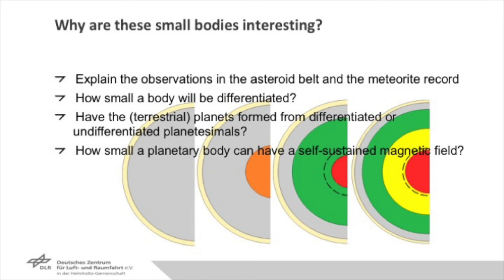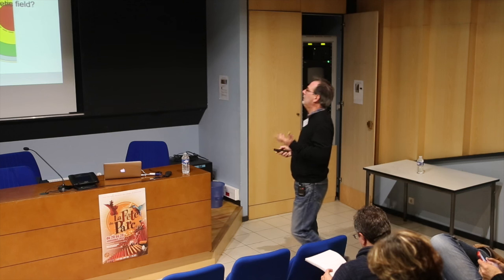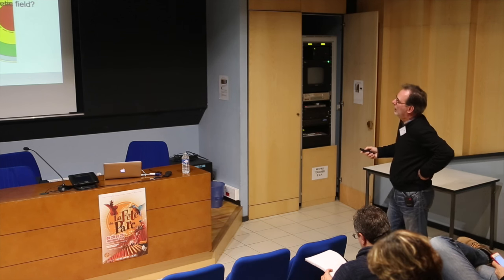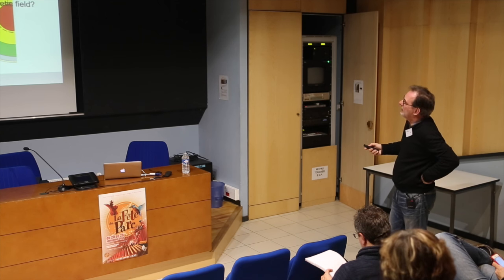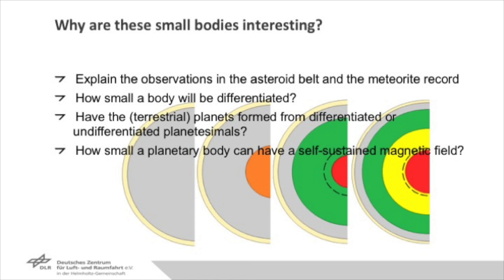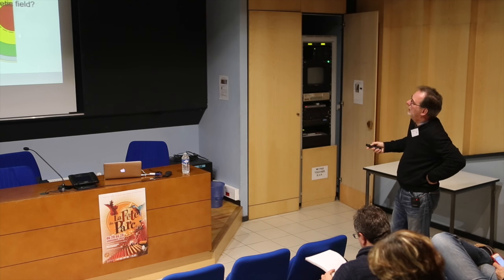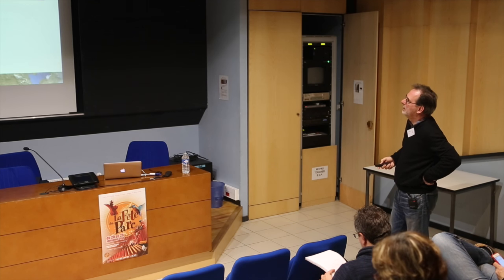And then another thing is the question of how small a planetary body can actually have a self-sustained magnetic field, because there have been reports of findings of magnetized material, meteorites from planetesimals. It has been proposed that a planetesimal could actually support its own magnetic field. And in a scenario like this one here, it can, because it has a hot iron core, and it could have a dynamo in there. And this is why this is interesting.